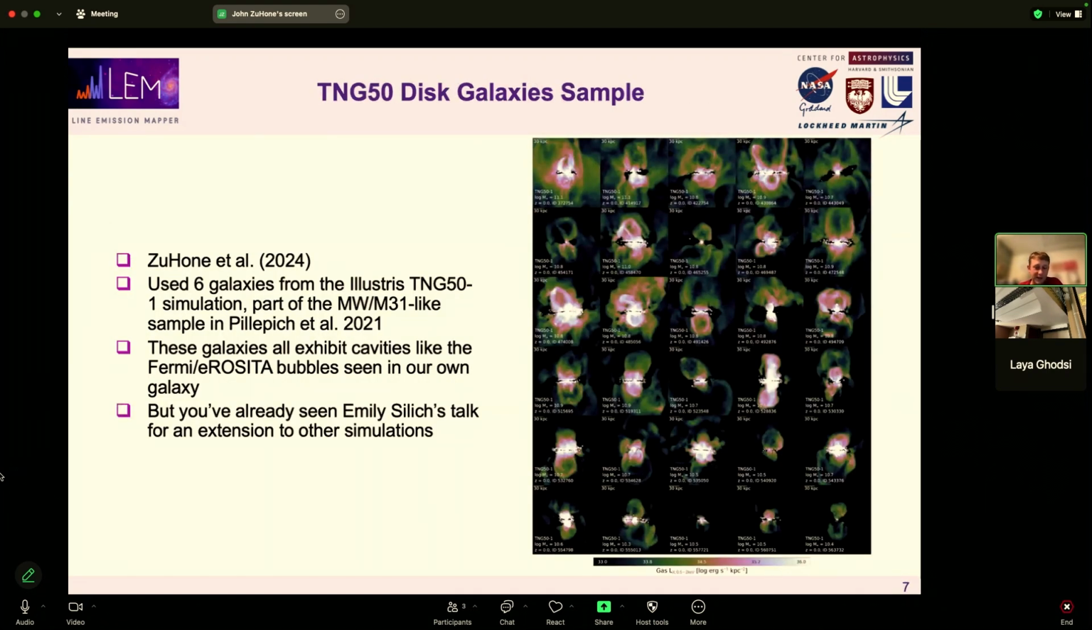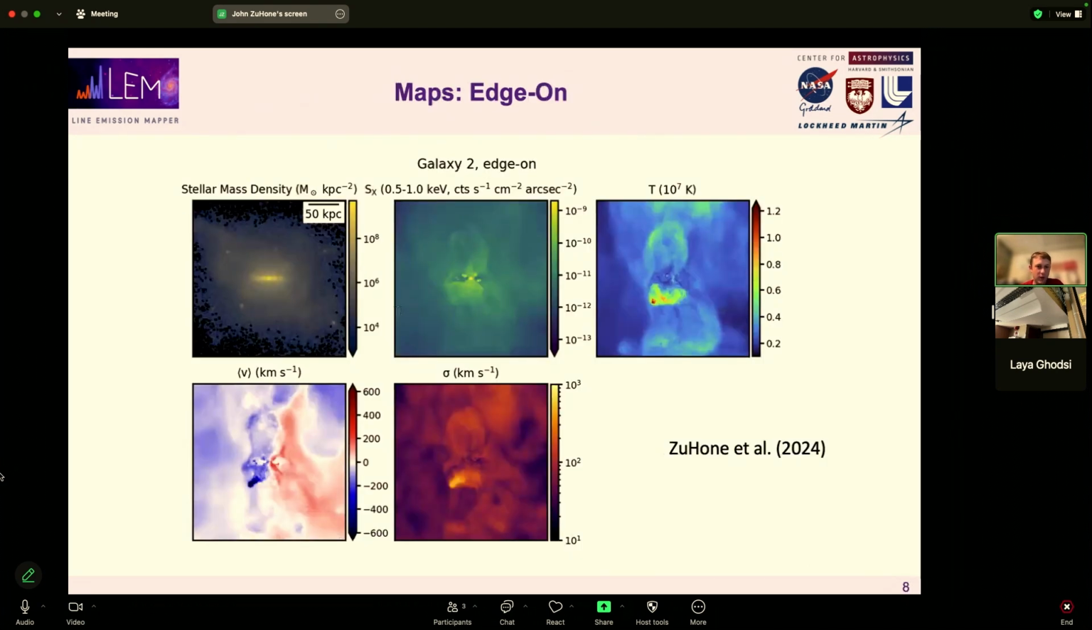And just the last paper I want to mention is this recent paper from last year where we used galaxies from the TNG50 simulation that are all Milky Way-like. They're spirals. They all exhibit cavities like the Fermi-eROSITA bubbles seen in our own galaxy. And you can look at these in other simulations, and you've already seen Emily Silich's talk today for an extension of the simulations of this work.